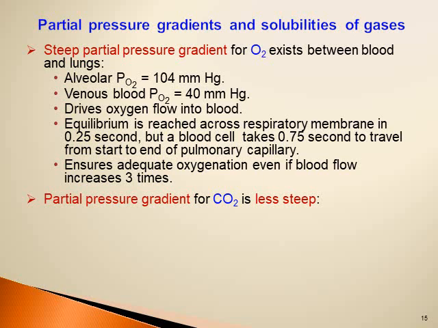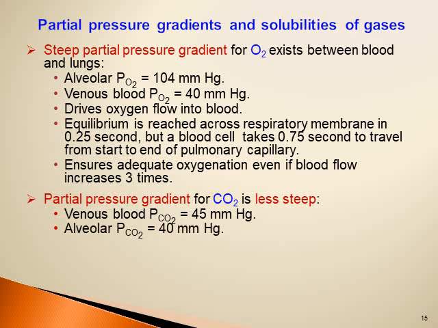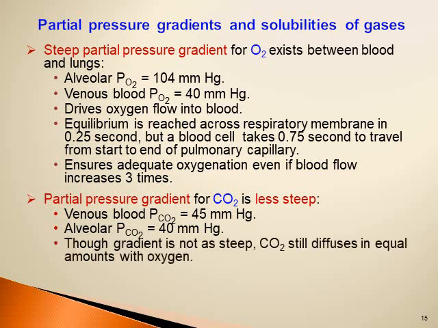The partial pressure gradient for carbon dioxide is less steep. Venous blood partial pressure of carbon dioxide is 45 millimeter mercury, while the partial pressure of carbon dioxide in the alveolar air is 40 millimeter mercury. So the gradient is less compared to the oxygen gradient across the respiratory membrane.